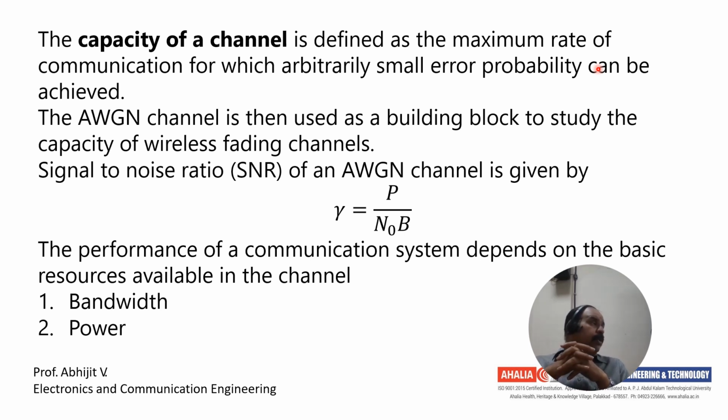The AWGN channel, additive white Gaussian noise channel, is then used as a building block to study the capacity of wireless fading channels. In order to study the capacity of a wireless channel, we will consider this wireless channel to have an additive white Gaussian noise. I hope all of you remember what is additive white Gaussian noise, AWGN.